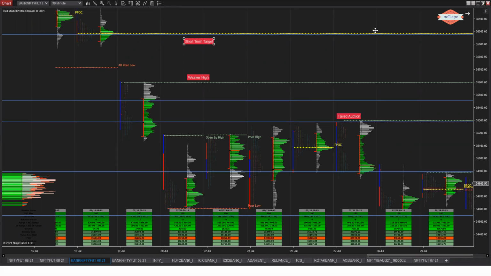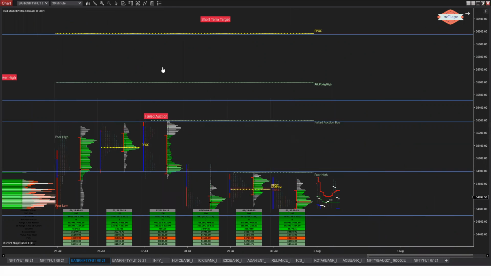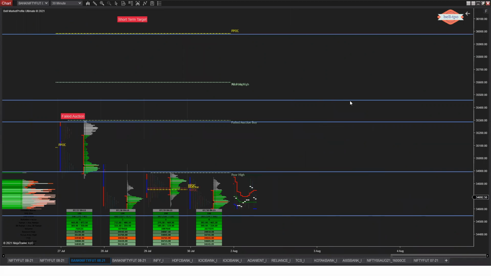Like we can see this level, this is a short-term target. The prominent point of control, I'm considering that as a short-term target. And so the AB power lows and AB power highs as well, a short-term positional target. Maybe next week, it has the odds of moving towards 35,600 and 36,000 kind of levels.